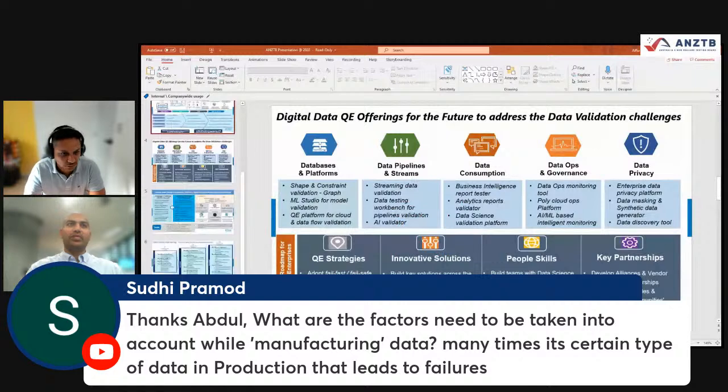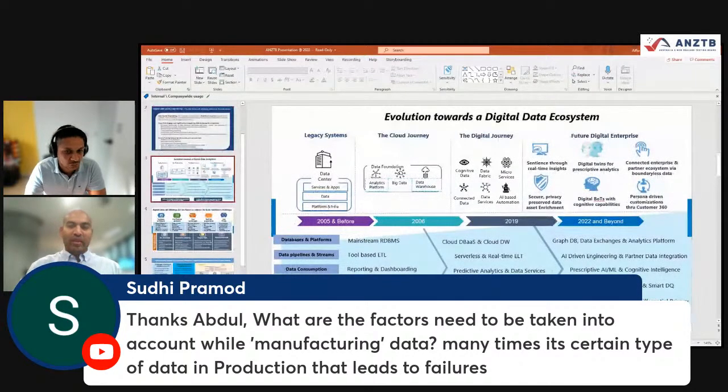Many times, it's certain type of data in production that leads to failures. That's right. So I think if we work on a data set without the stakeholders involved, the key thing we've learned is make sure that you engage all the business stakeholders, the SMEs and the architects along with your data scientists early. Once you have this core group established, you understand your overall linkages, look at the key business functions that you want to manufacture the data for, and then solve the business problem through understanding your data sets and your data payloads.